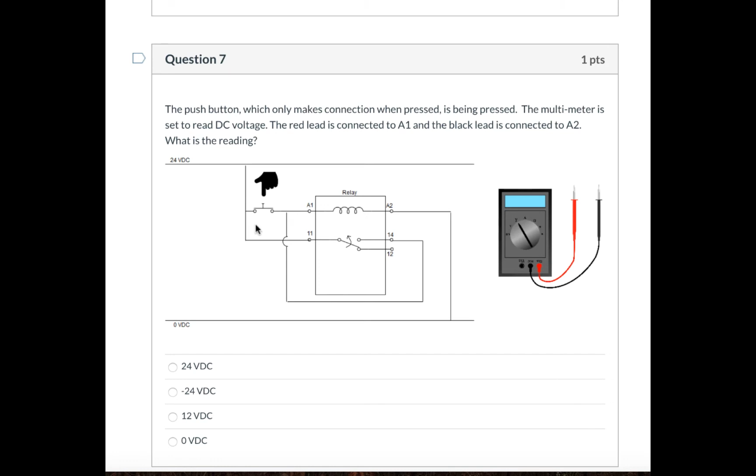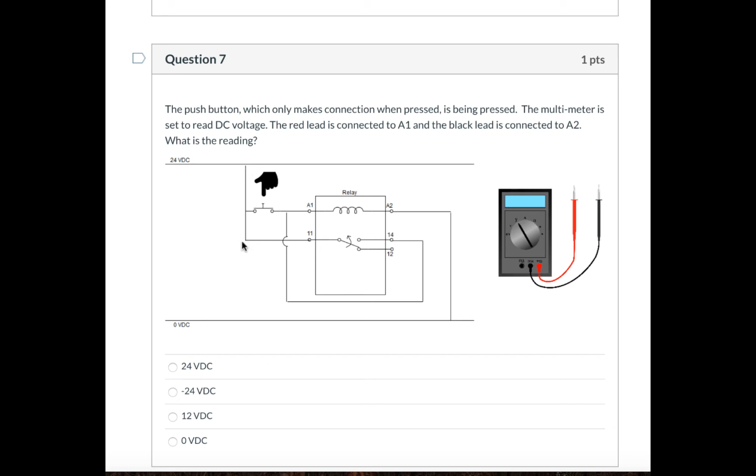All right, here we have the same relay. The push button, which only makes connection when pressed, is being pressed. The multimeter is set to read DC voltage. The red lead is connected to A1, the black lead is connected to A2. What is the reading? So this happens to be a very important use of a relay. It's a self-latching relay.